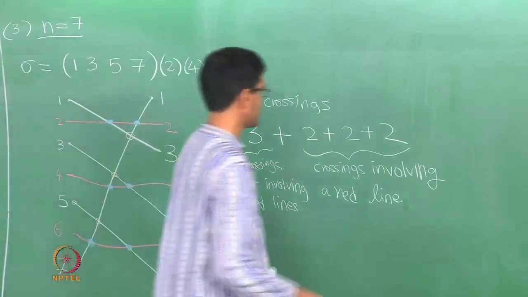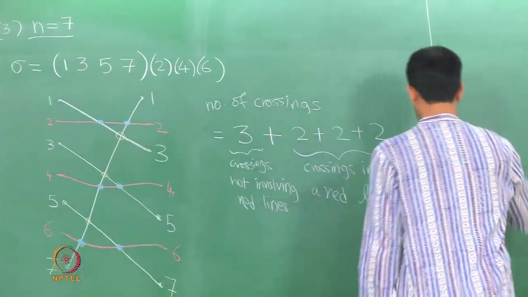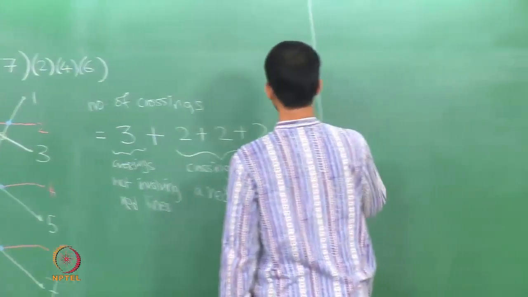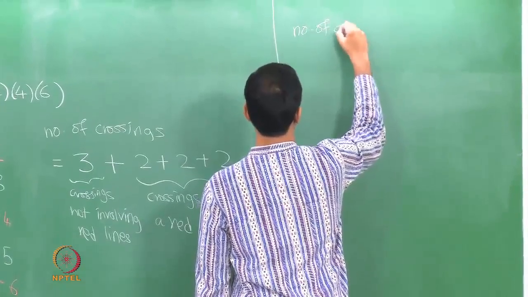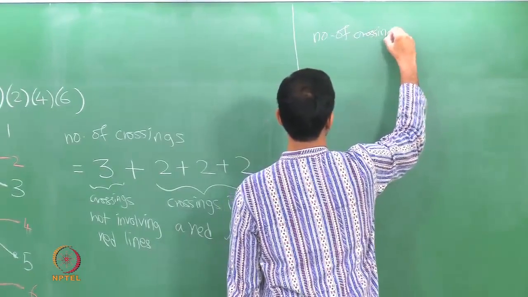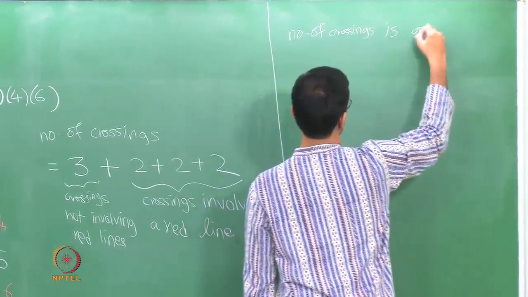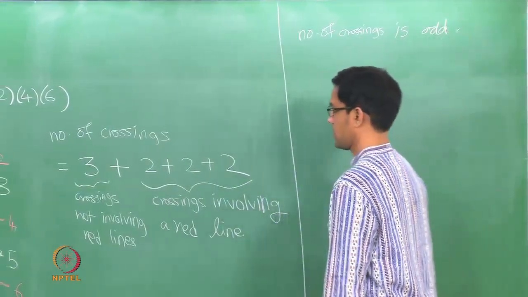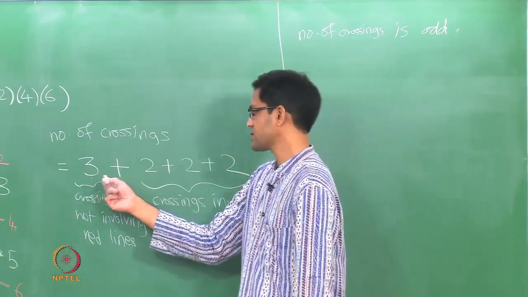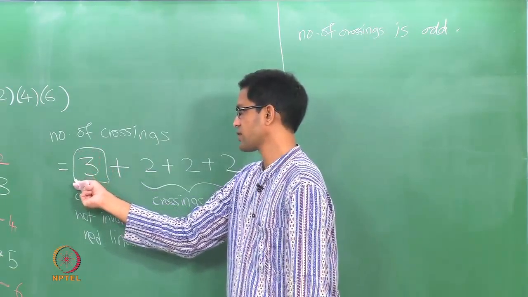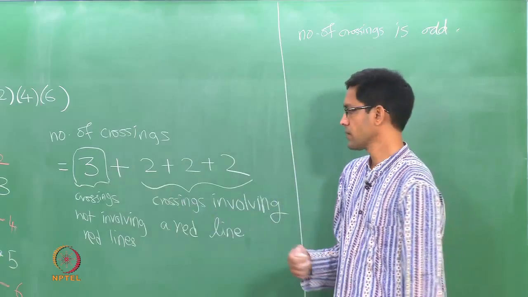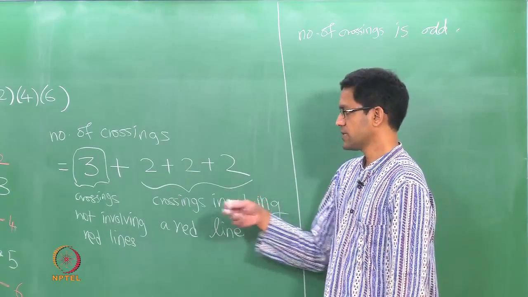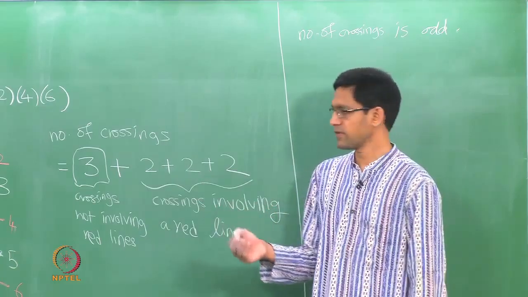And so since we are only interested in whether or not the number of crossings is even, observe that the number of crossings in this case is still odd, because it really only depends on whether the original number of crossings, the number of crossings not involving the red lines, was even or odd. Okay, so this turns out to be the general phenomenon.